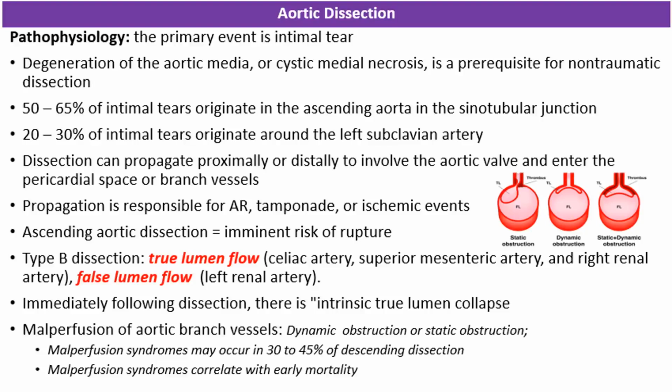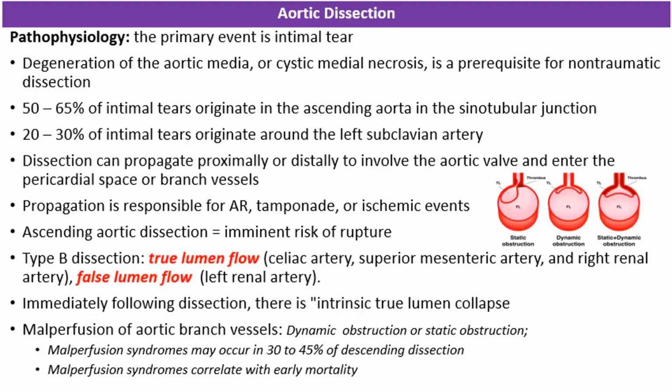50 to 65% of aortic intimal tears originate in the ascending aorta within the sinotubular junction and extend to involve remaining portions of the thoraco-abdominal aorta. Approximately 20 to 30% of intimal tears will originate in the vicinity of the left subclavian artery and extend into the descending thoracic and thoraco-abdominal aorta. The commonality of these two predominant locales for development of the aortic tear is hypothesized to be related to shear forces being highest in these regions.